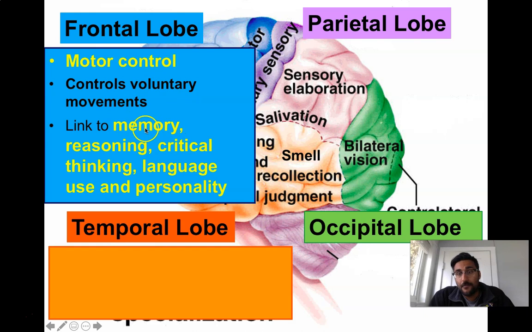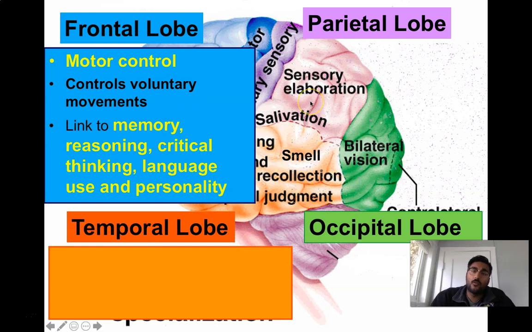We'll talk about a guy named Phineas Gage who got a giant nail shot up his head and it pierced right through his frontal lobe. And he seemed more or less okay, believe it or not, but he had some major personality differences from before the accident versus after, and it was all due to damage in that frontal lobe where all his personality was kept.